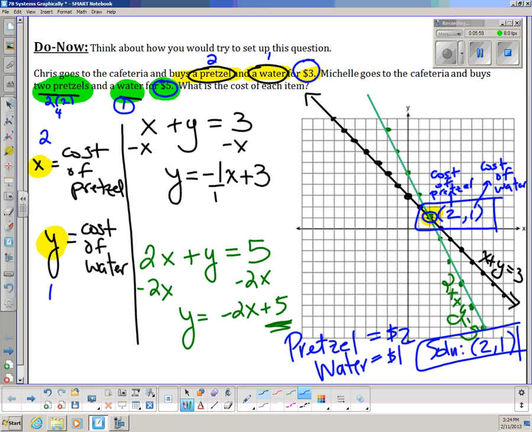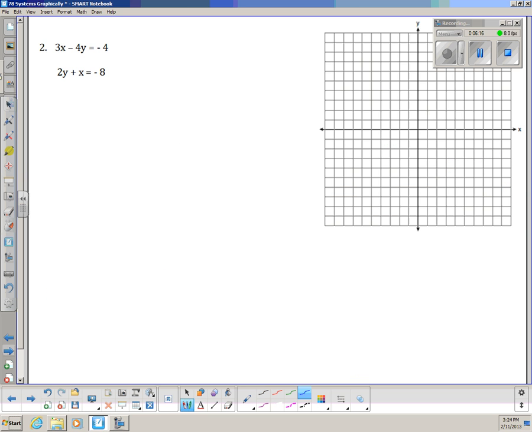Now, we're going to do a lot of word problems with this as we go along, but that's the idea. The idea is that I can take two equations and find out the x and the y that make them both true at the same time, like the cost of the pretzel and the cost of the water. So I'm actually going to do two of them with you, and then that should be good for you to get the concept.